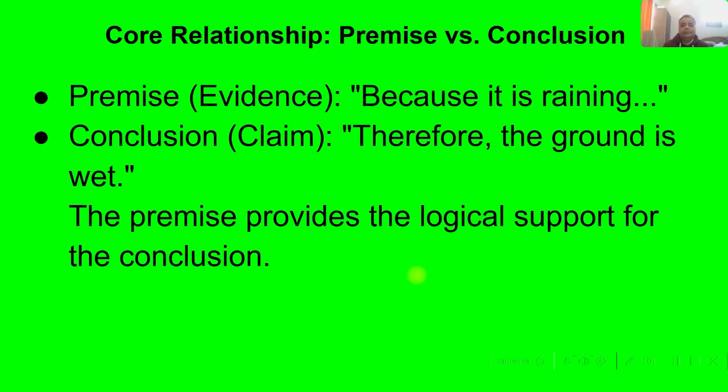Core relationship, premise versus conclusion. Premise is the evidence: because it is raining. Conclusion, the claim: therefore the ground is wet. The premise provides the logical support for the conclusion. So basically, the premise is the reason for the conclusion. It provides the logical support for the conclusion. It is the foundation on the basis of which the conclusion is based.